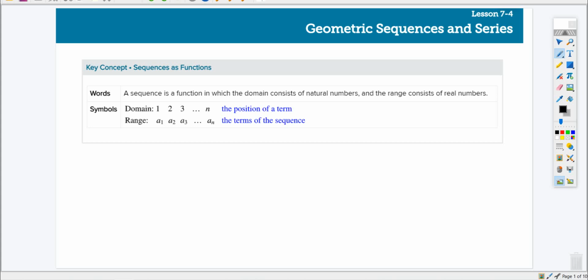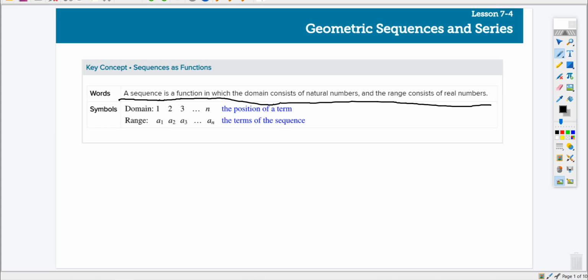Okay, so it's just like in school, you have your book in front of you, and I will have everything over here, and I will ask you to write them down. Okay, so let's get started. This is again on page 379. So, page 379, the definition of a sequence is that a sequence is a function in which the domain consists of natural numbers and the range consists of real numbers.